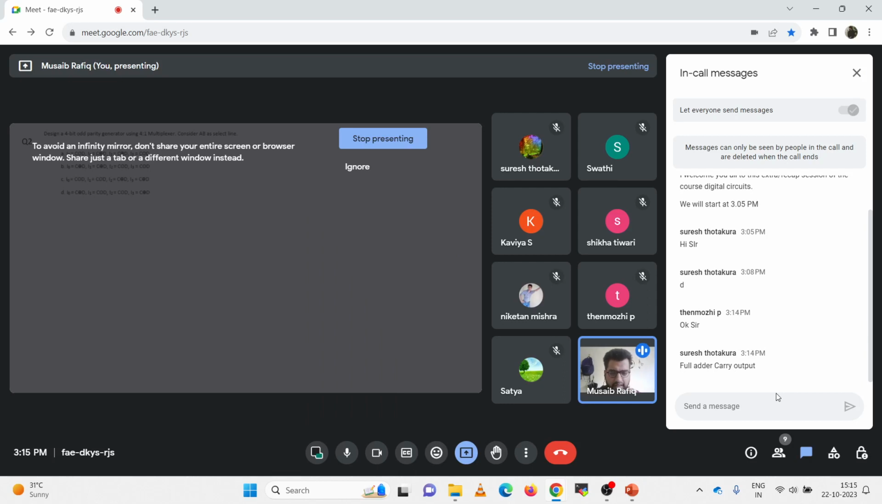Full adder carry output. Yes, full adder carry output is like that. Yes, you're right, AB plus BC plus CA. Yes, that is here also, but I was just thinking about the gate. So this is your question two. Kindly do it, and then I'll show the solution.